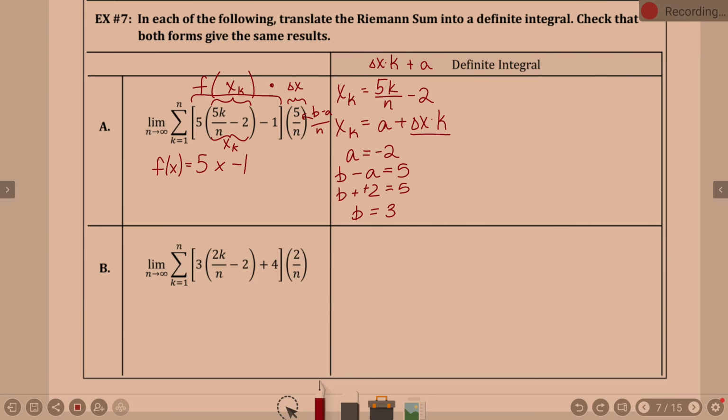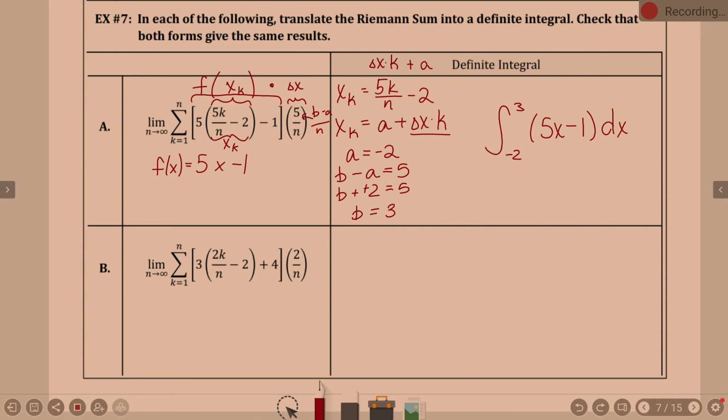The integral from a to b, negative 2 to 3, of f of x, which we decided was 5x minus 1, times dx. 5x minus 1 is our function. It represents the height of each rectangle. dx represents the width of each rectangle. Okay, we generalize in integral form to dx, but that's representing your delta x. And you're good right there.